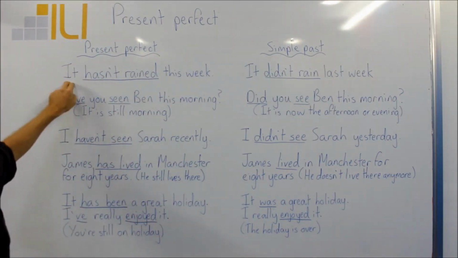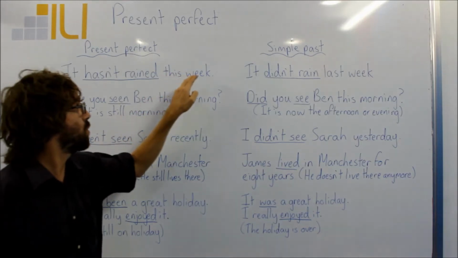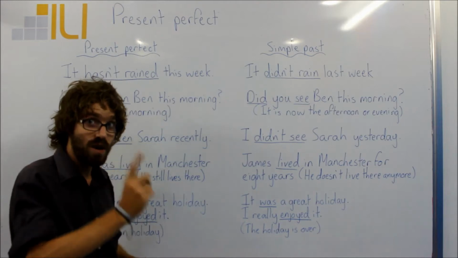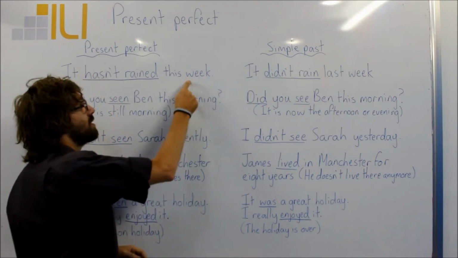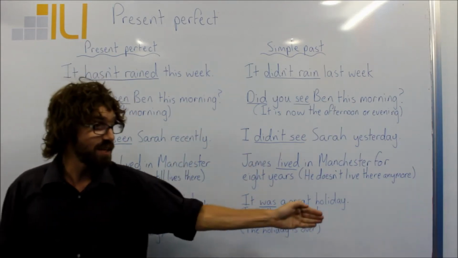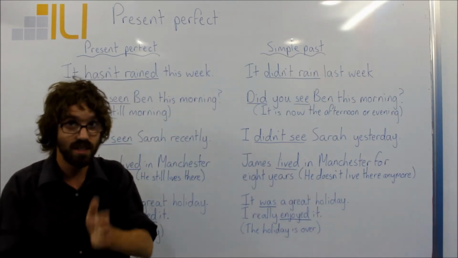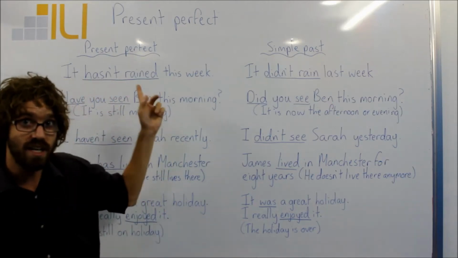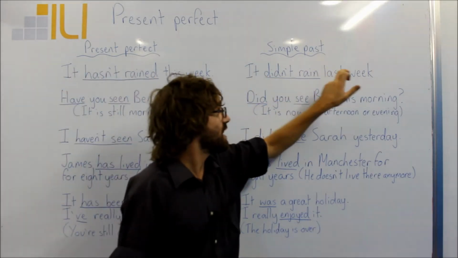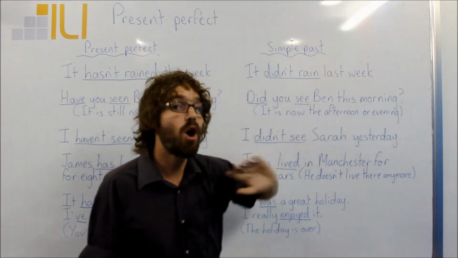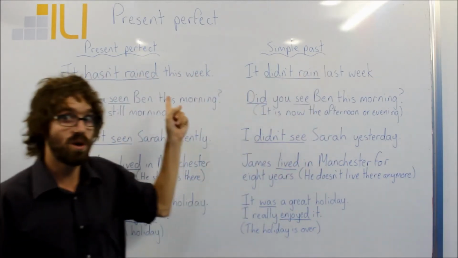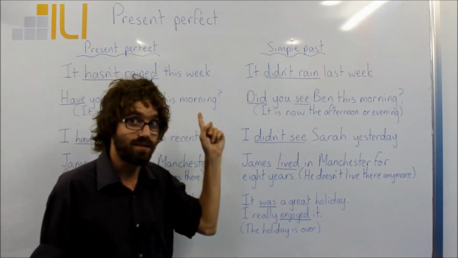Here, it hasn't rained this week. This present perfect sentence is used because right now it is still this week. Alright, so from the beginning of the week until now, still this week, it hasn't rained. If you look here, it didn't rain last week. Last week is over, it's finished, so we use the simple past. This one, it's still this week.